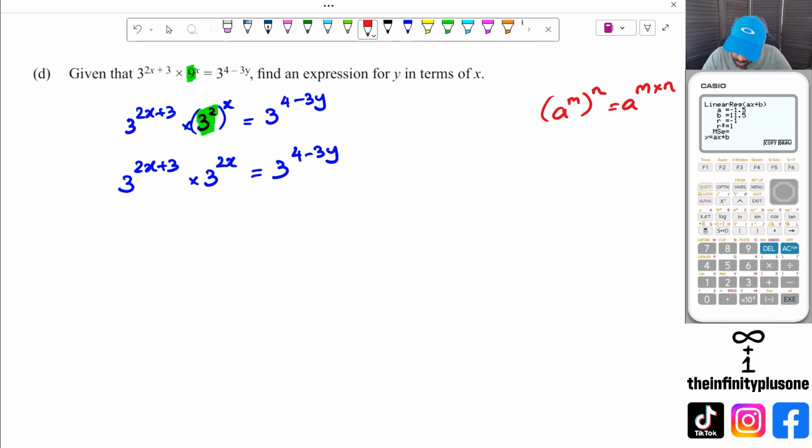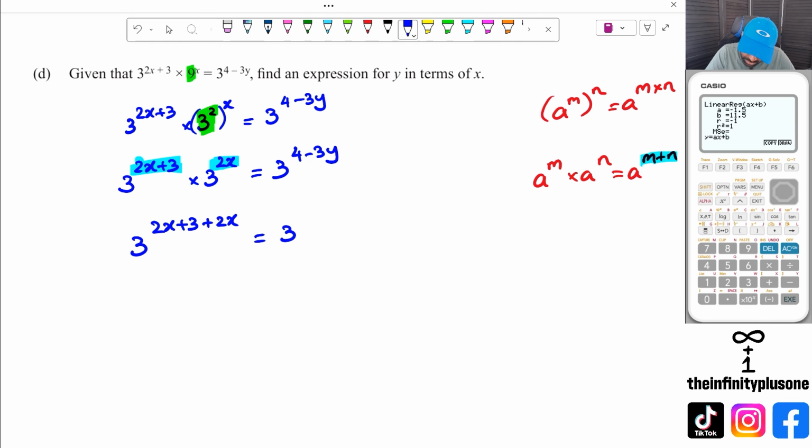Now, the next rule to remember is if you do a^m times a^n, this is a to the power of m plus n. And this is what I'm going to be doing with these two powers here. I'm just going to add them. So they're going to look like 3 to the power of 2x plus 3 plus 2x equals 3 to the power of 4 minus 3y.